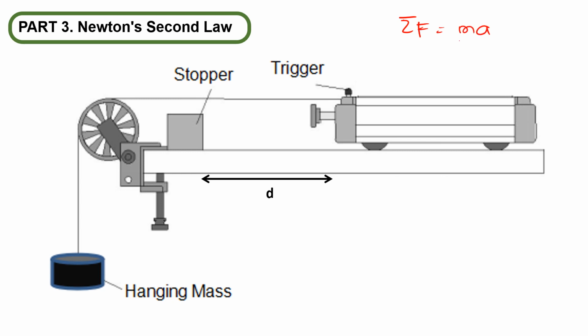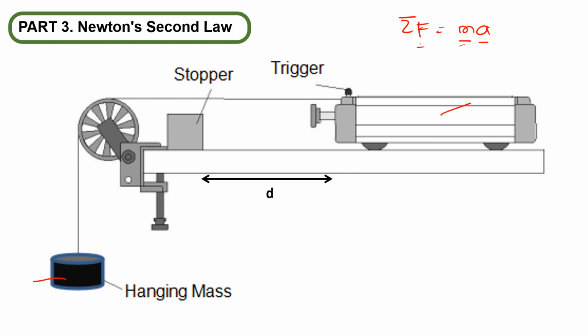So we can say that the mass is directly proportional to the force. Acceleration is also directly proportional to the force, but acceleration is inversely proportional to the mass of the given object. So we have two objects here. The first one is the hanging mass, and the second is the dynamics cart. They are connected by a string.